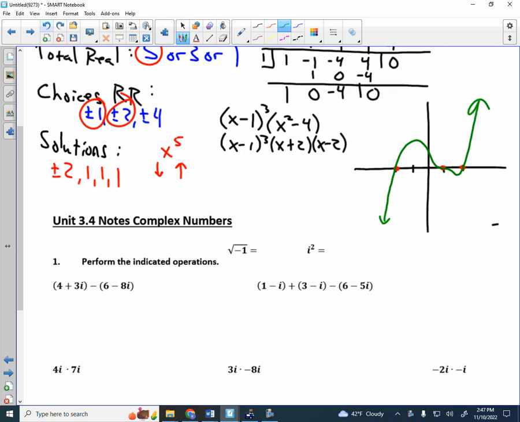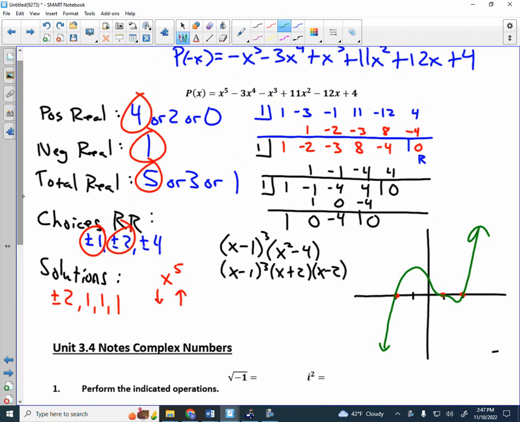Close enough? Yeah. So if you guys are like, hey, Mr. Gans, I understood that, I can identify the positive and negative, I know I come up with the total, I get the rational roots, I get how to find them and list them, I can sketch a graph, you are ready to get an A on the test.